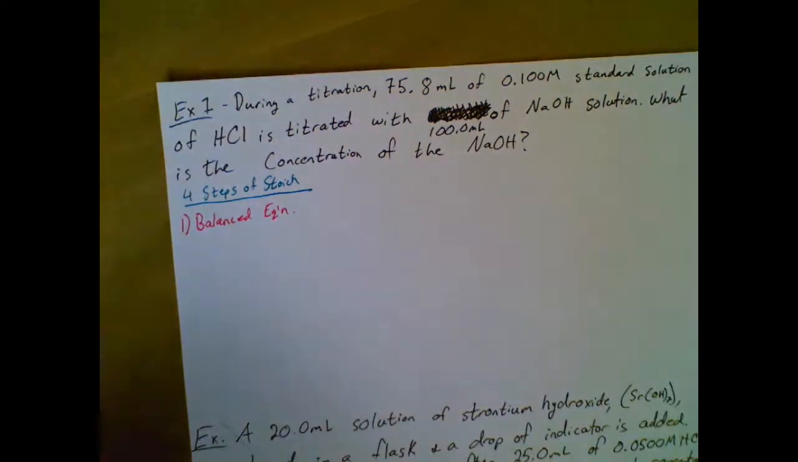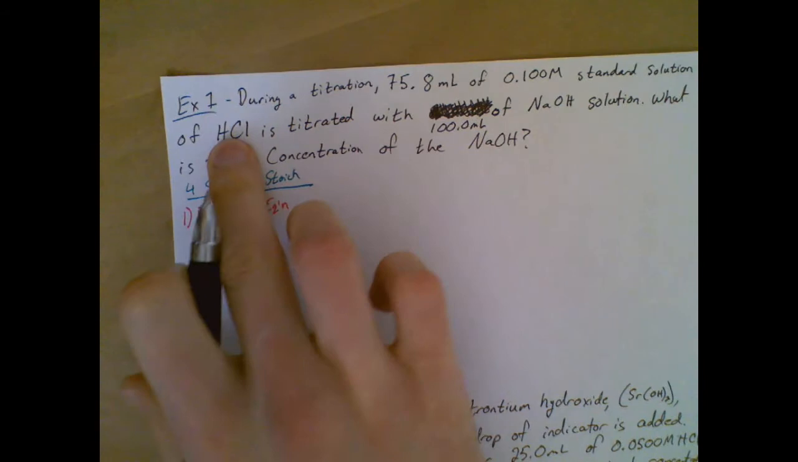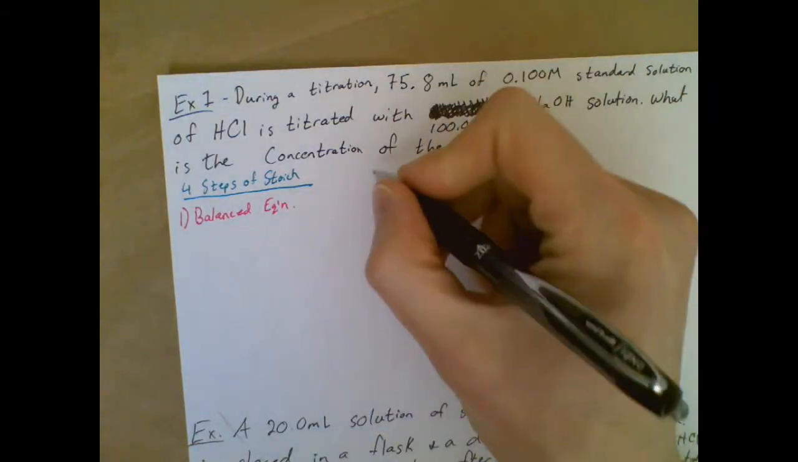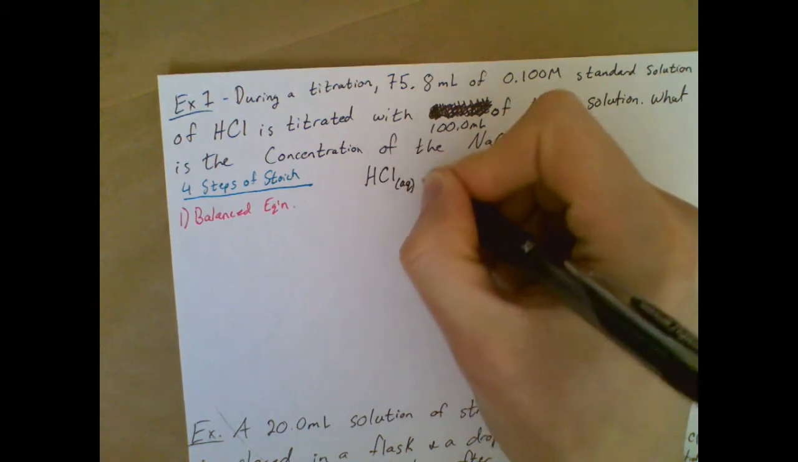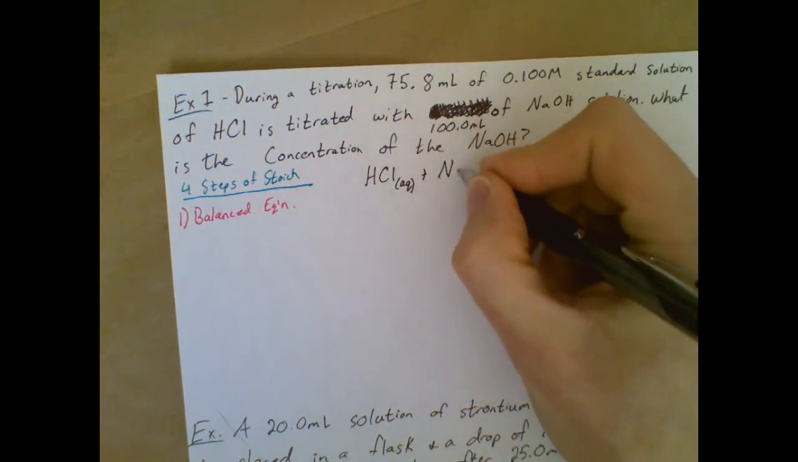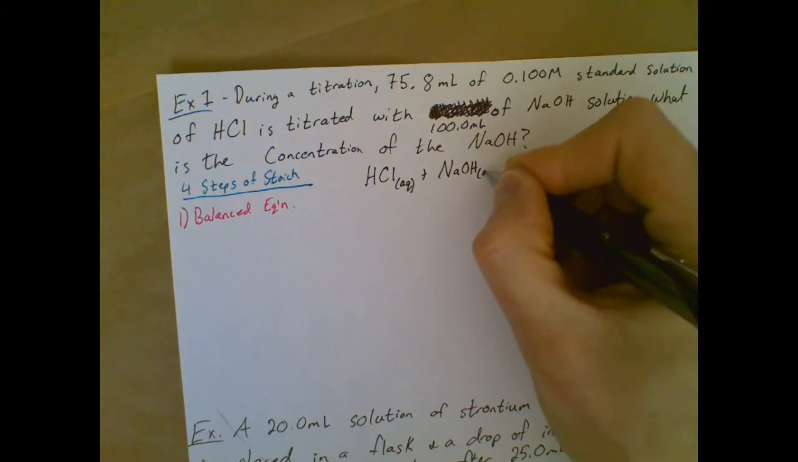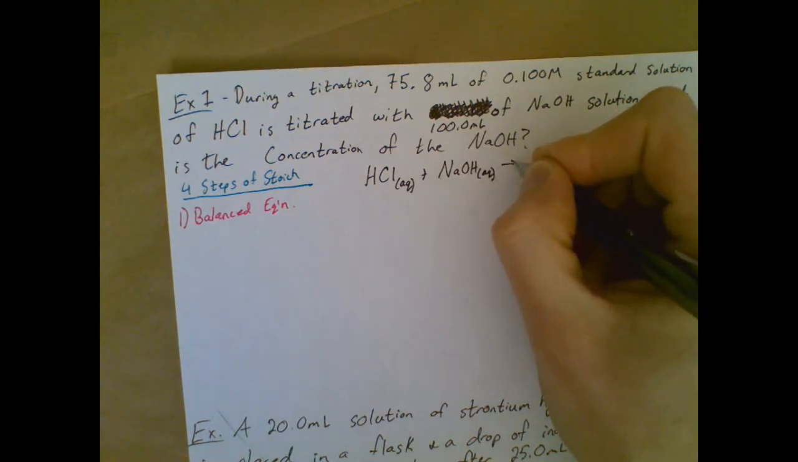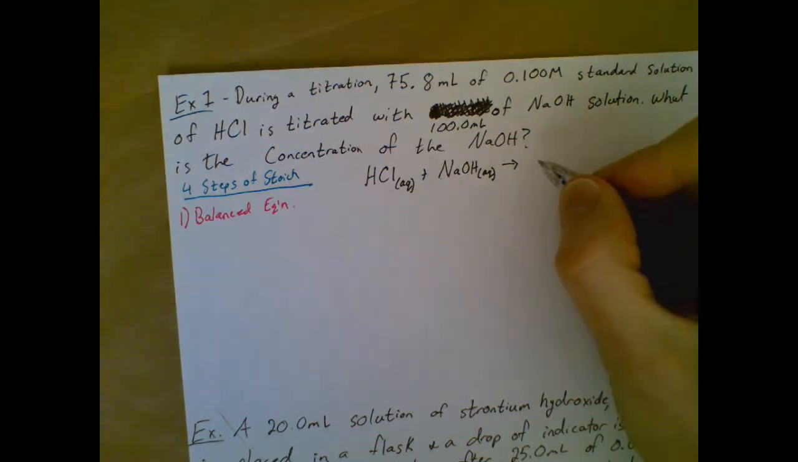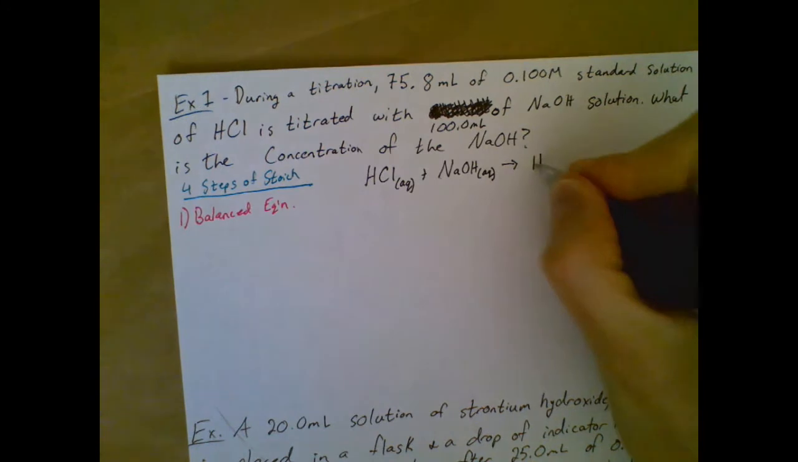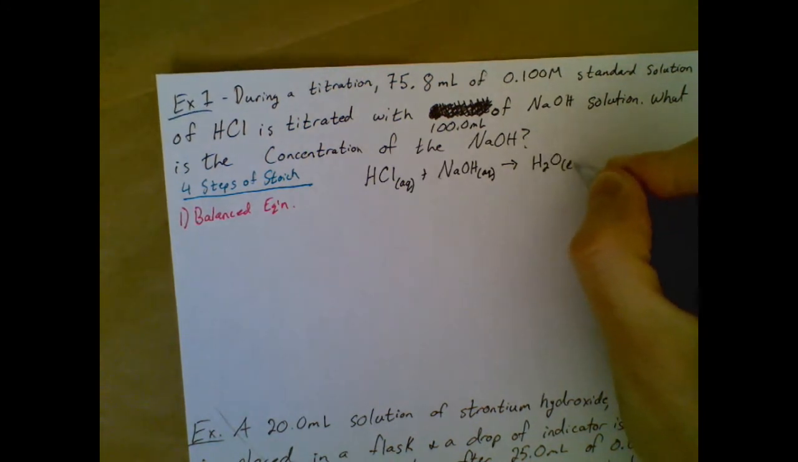So if we are doing this example, we have HCl reacting with NaOH. So HCl is going to be aqueous, it's an acid. It's reacting with NaOH, also aqueous. This is a double replacement, single way arrow. This is not an equilibrium reaction. This is a neutralization, which means water is going to be one of the products, and it's a liquid.